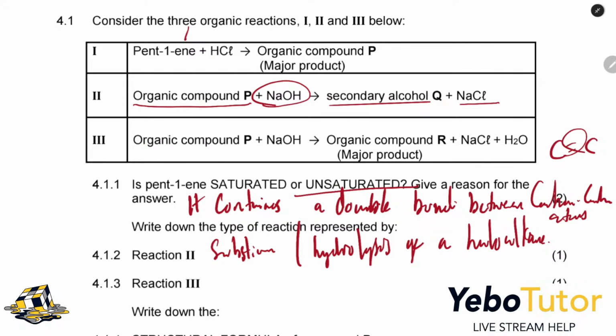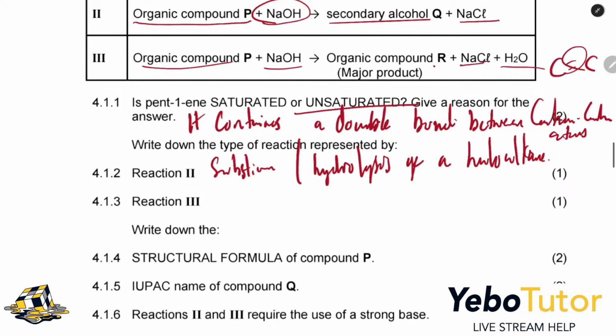Now reaction number 3: organic compound P and sodium hydroxide again, producing the major product plus salt plus water. Definitely this will be your dehydrohalogenation. So please go over your organic chemistry, especially from esterification, going through all the different reactions which you have. Please go over them, they are very important. The moment you know what's going to be produced, you will be able to remember these different reactions which we have.